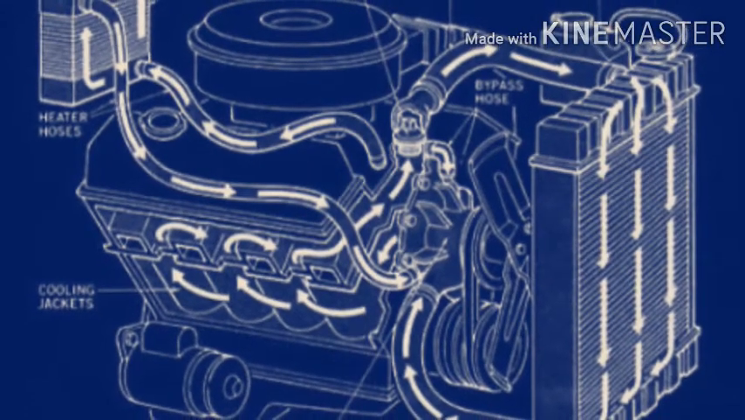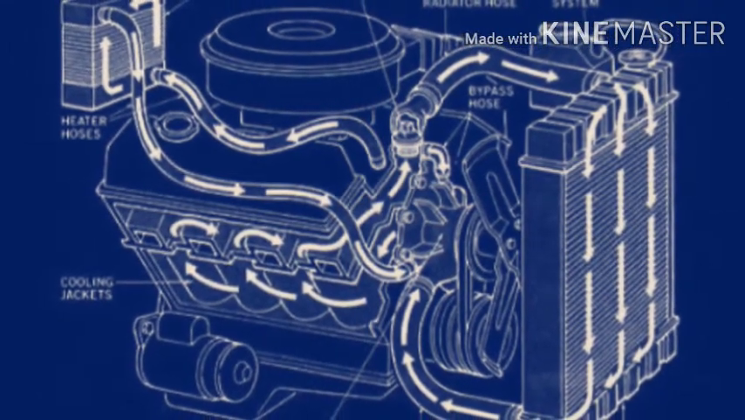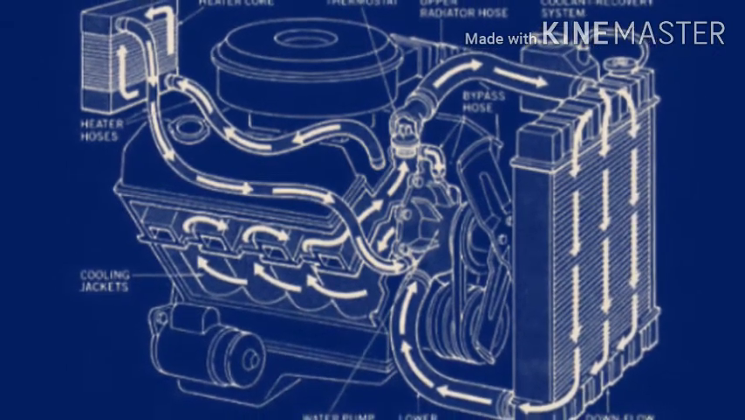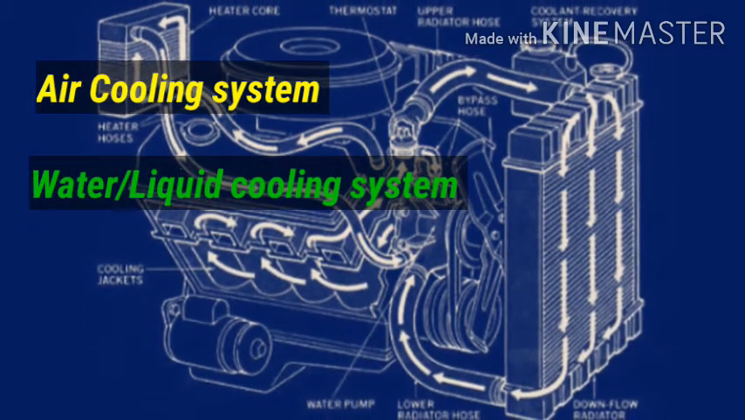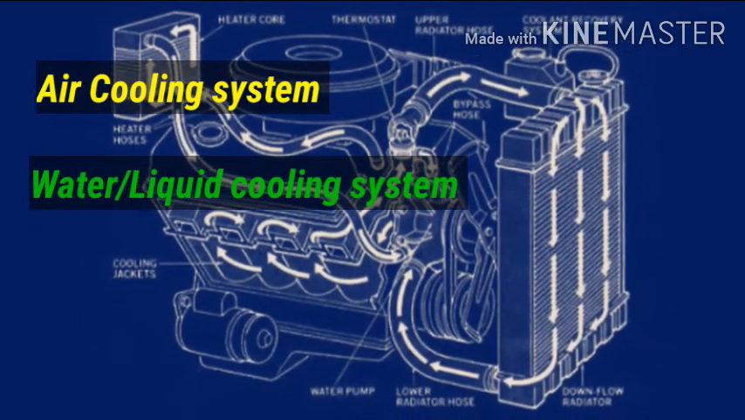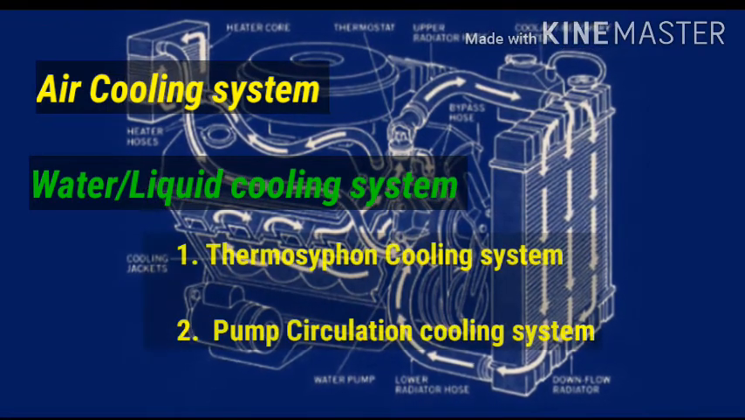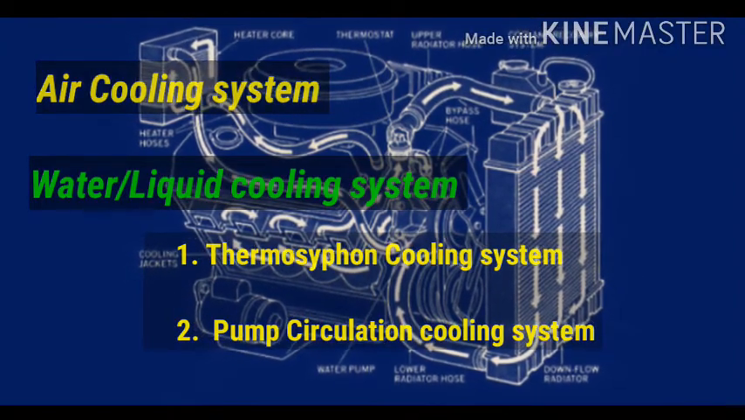Now, we will discuss types of cooling system. There are basically two types of cooling system used in automobile engines. One is the air cooling system and the second one is water, or to be precise, liquid cooling system. Liquid cooling or the water cooling system can also be subdivided into two types. One is thermosiphon system and the second one is pump circulation system.